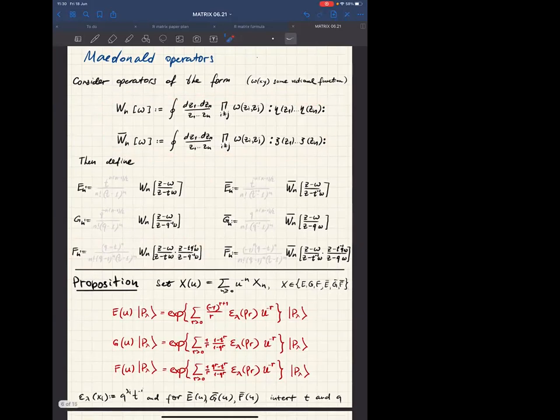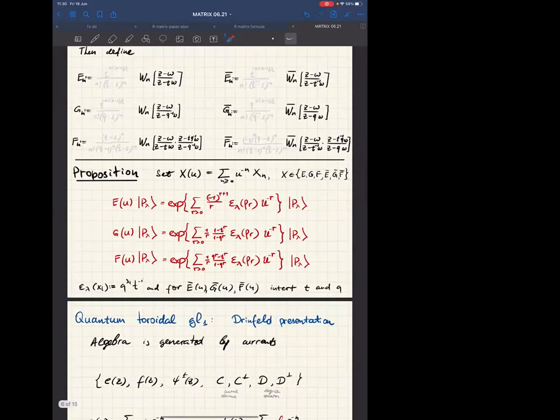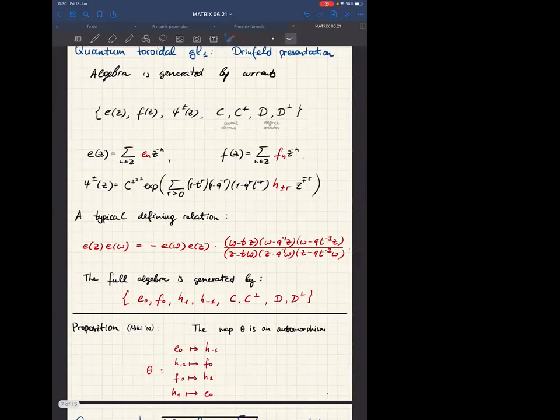Okay, so in the following, I will use only the F and F bar. The E's and G's are just for demonstration, because they are known in the literature. But what is relevant for the model and the quantum toroidal algebra is this F, and its eigenvalues over here. So now I can switch to the quantum toroidal.